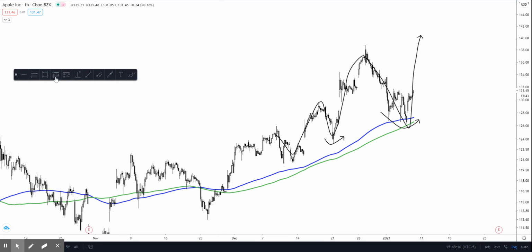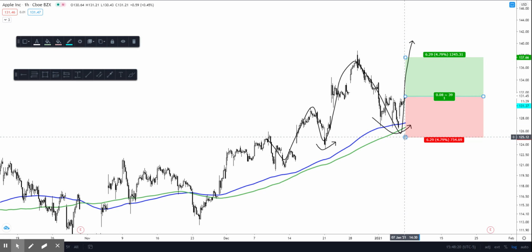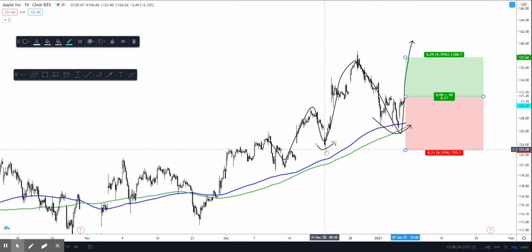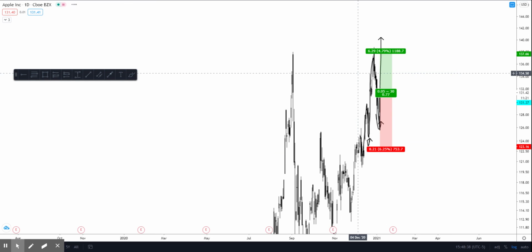So, right here, you could use an entry on Apple. You could put your stop loss below this low, even. That's your invalidation. If we break below this low, you now have a break in your market structure. Then, if you follow up that break with a lower high, you're trading bearishly on your hourly chart for Apple. And then we can zoom back out.